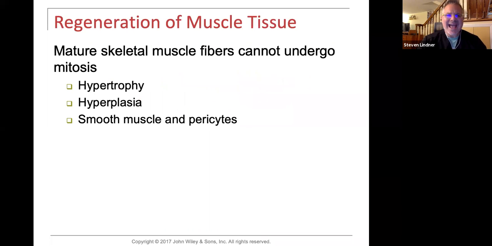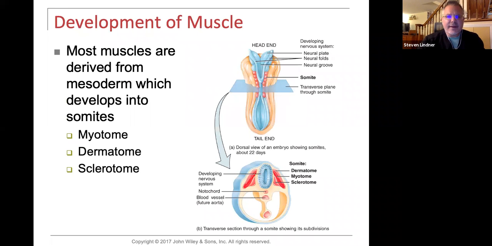Hypertrophy, we spoke about. Atrophy, we spoke about. The term hyperplasia means an increase in the number of cells. An increase in the number, not so much increase in size. Okay, nothing really big there.